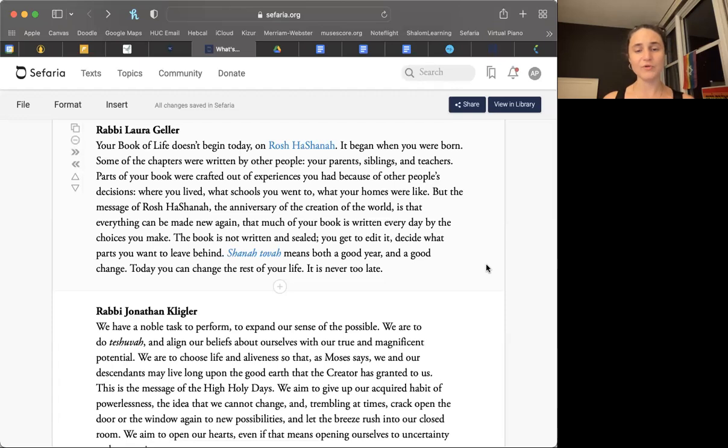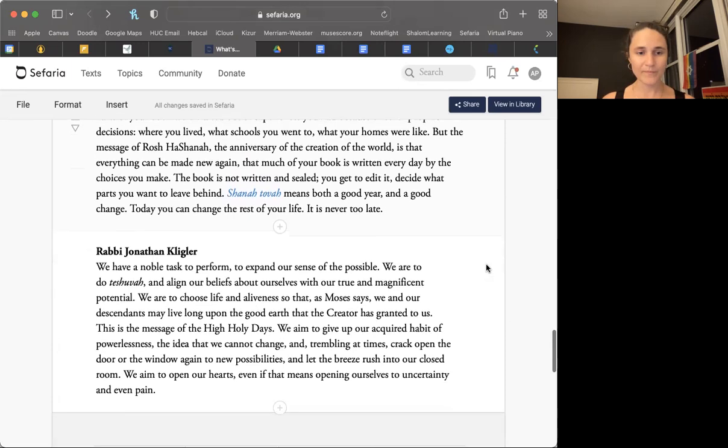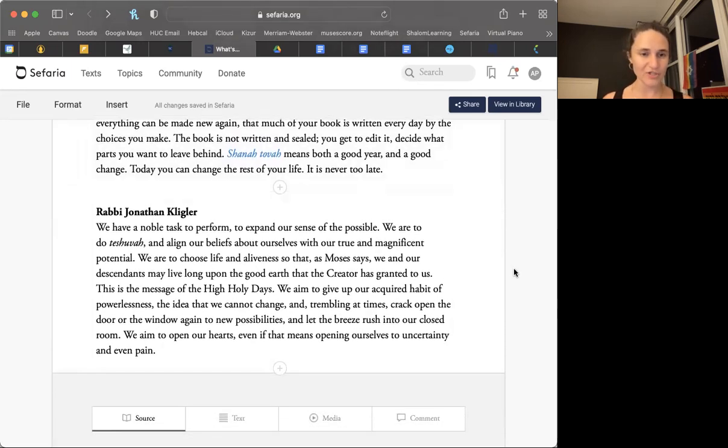I think that really works in concert with what you were saying, Dad, about this really being about the story of our lives and what we want to make of our lives. And then one last one, we'll end here with Rabbi Jonathan Kligler. He writes, we have a noble task to perform, to expand our senses of the possible. We are to do tshuva and align our beliefs about ourselves with our true and magnificent potential. We are to choose life and aliveness so that, as Moses says, we and our descendants may live long upon the good earth that the Creator has granted to us.